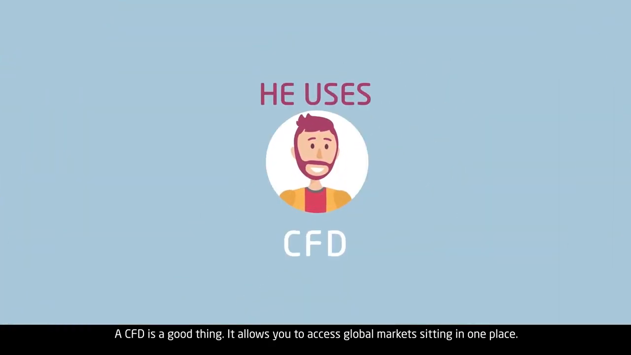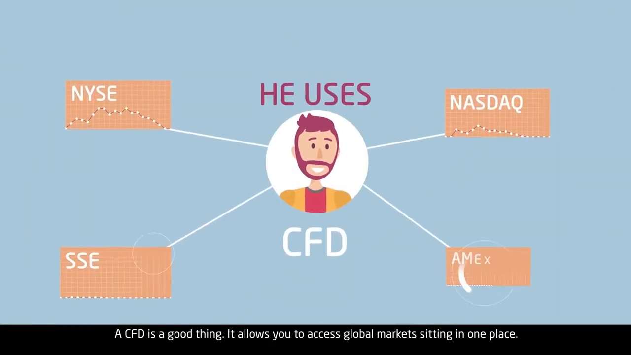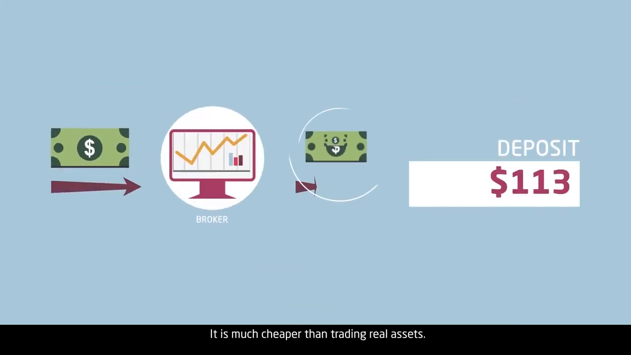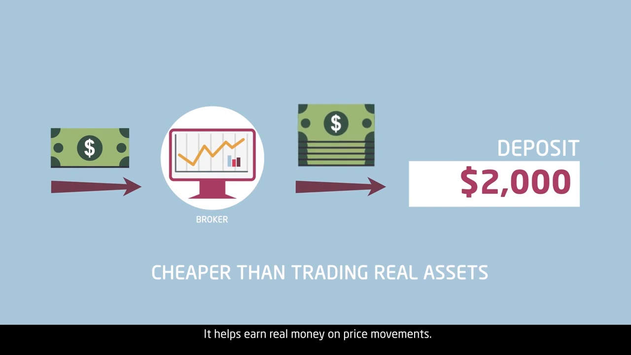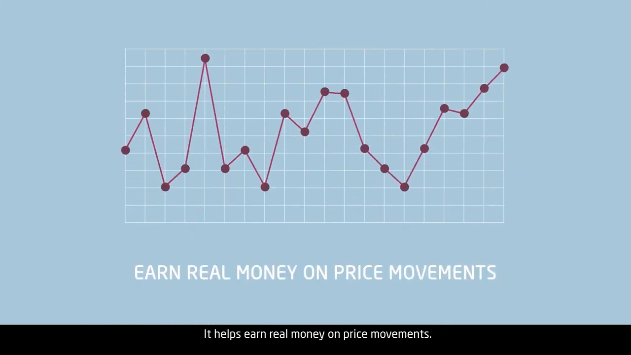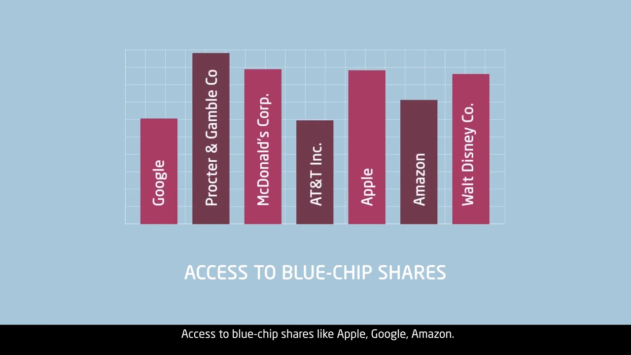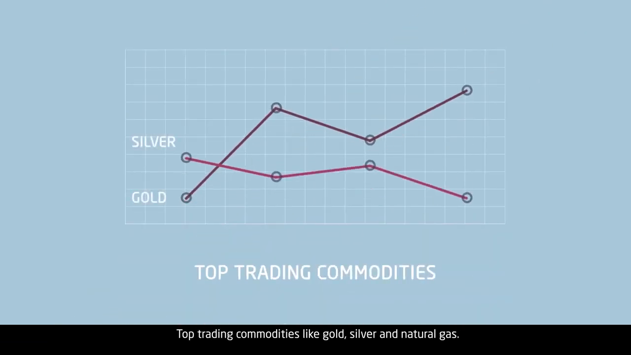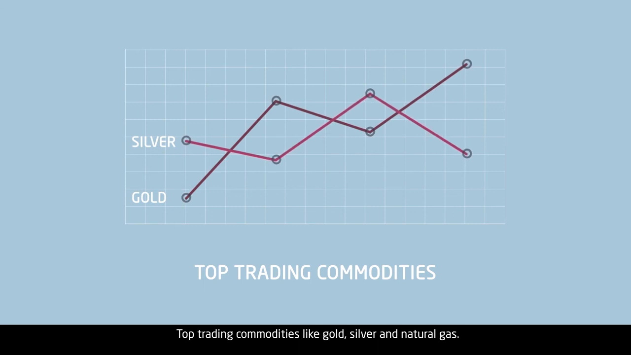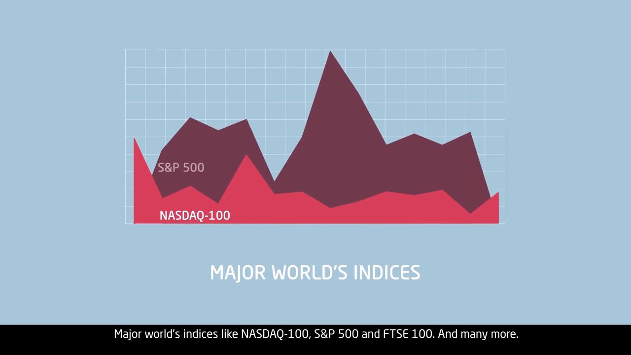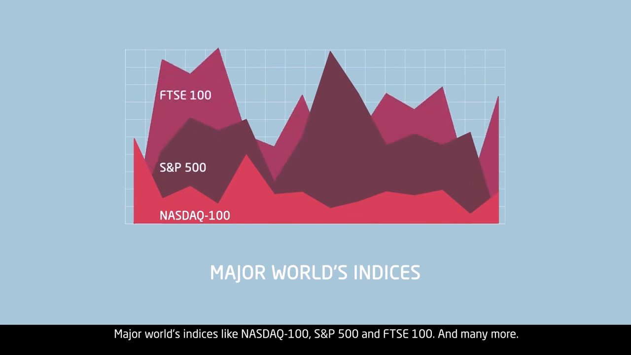A CFD is a good thing. It allows you to access global markets sitting in one place. It is much cheaper than trading real assets. It helps earn real money on price movements, access to blue-chip shares like Apple, Google, Amazon, top trading commodities like gold, silver and natural gas, major world indices like Nasdaq 100, S&P 500 and FTSE 100, and many more.